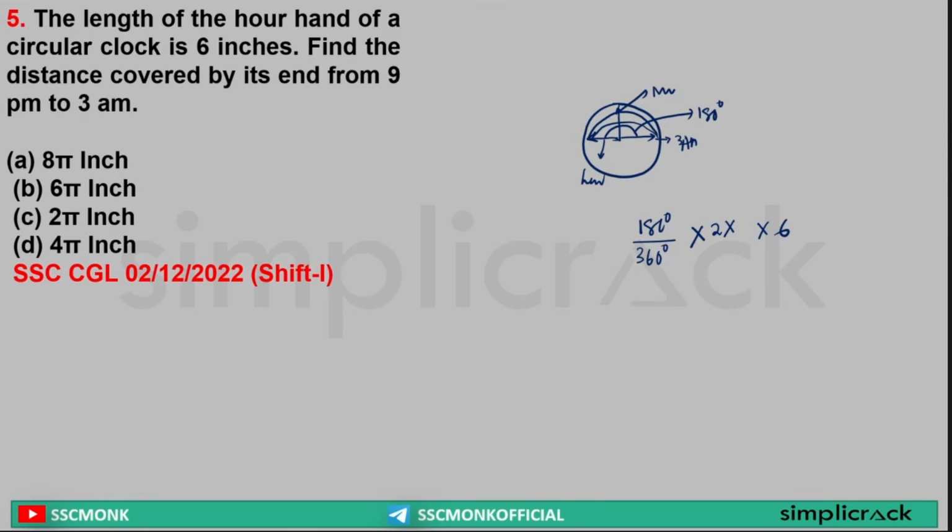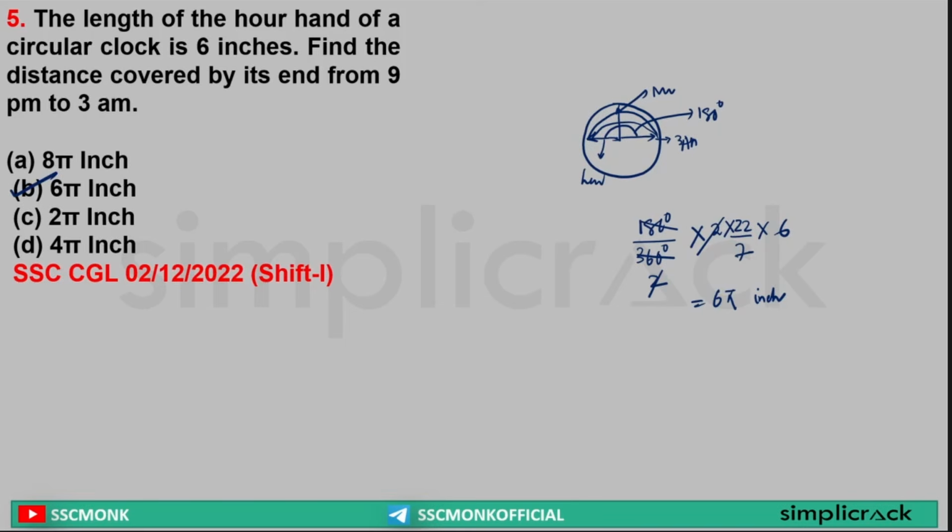In place of pi I can write 22 by 7. 180 2s are 360. 2 crossed out. 6 into 22 by 7, but here pi is kept as it is. So I will write it as 6 pi inch. That is option B is the right answer.